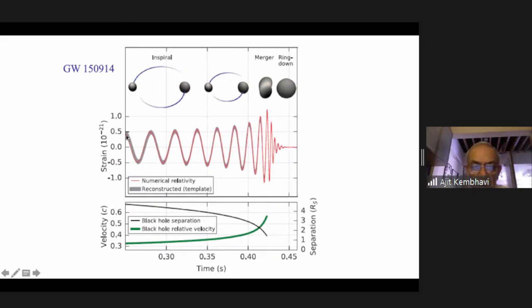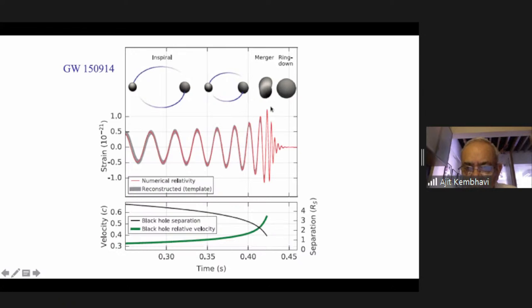And then you see here the gravitational wave being emitted. The frequency of the gravitational wave is twice the frequency of rotation. And you see here that as the rotation becomes rapid, the frequency of the gravitational wave is increasing.